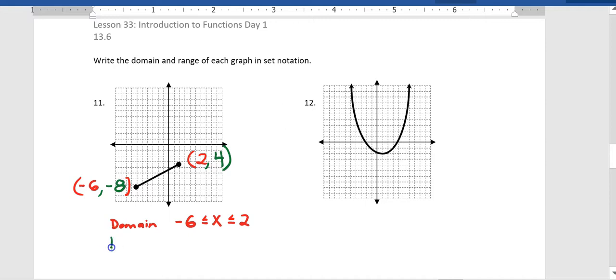So then my range, it's a -4, thank you. Our range we always write with our smallest value first, -8. We use is less than or equal, and now we use y, because we're with our range and we're doing our y values. Less than or equal to -4.